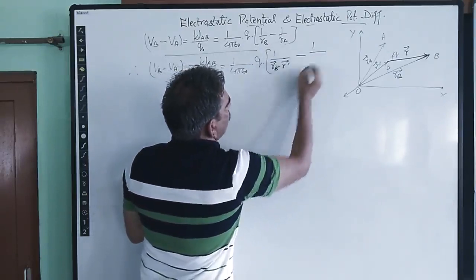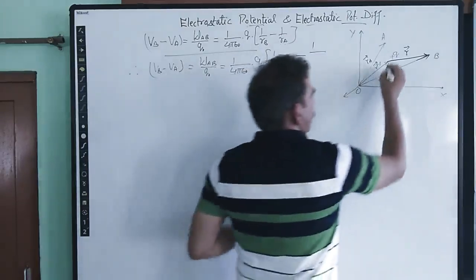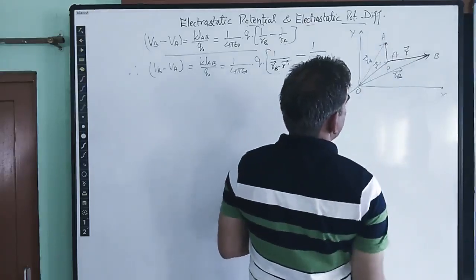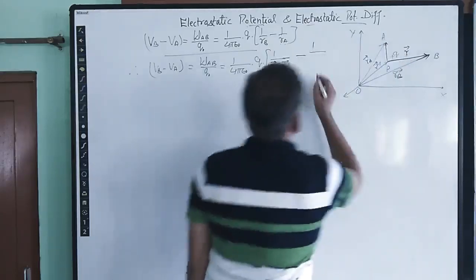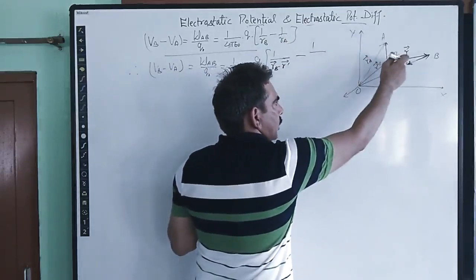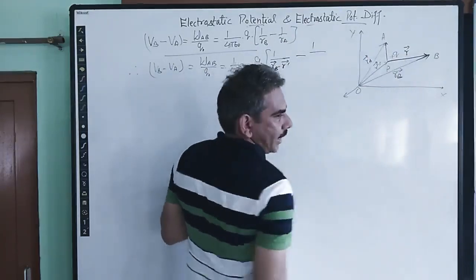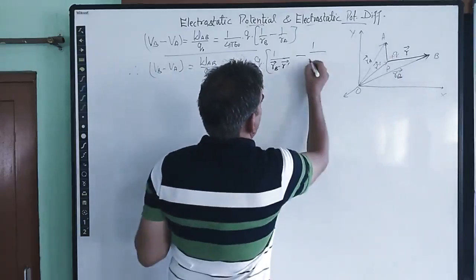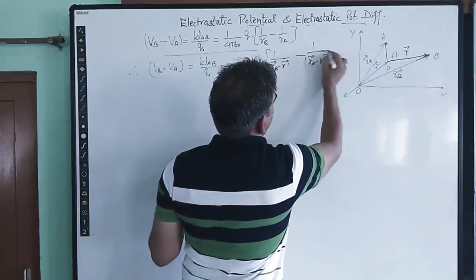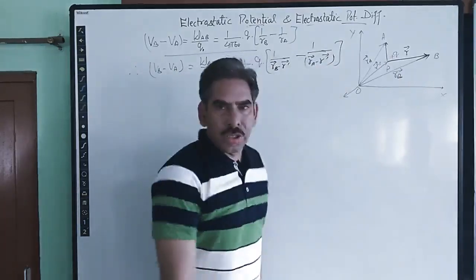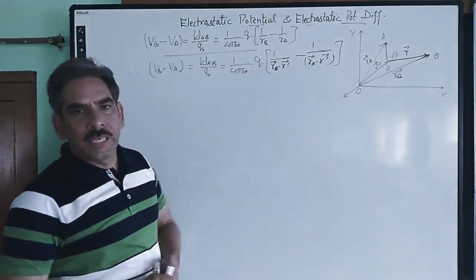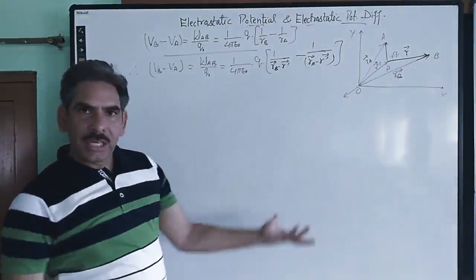minus 1 upon RA. Position of initial point from where charge was taken is this. So in place of RA we have to take the position of this with respect to the charge which is at position vector R dash. So it is RA minus R dash. By using triangle law, again you can write this expression. So this is the vector form, or position vector form, of the electric potential and electric potential difference.